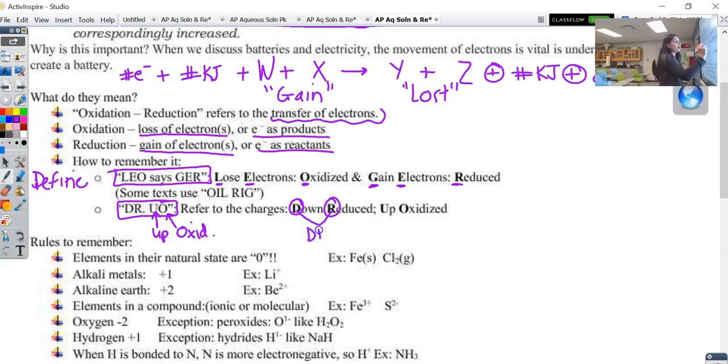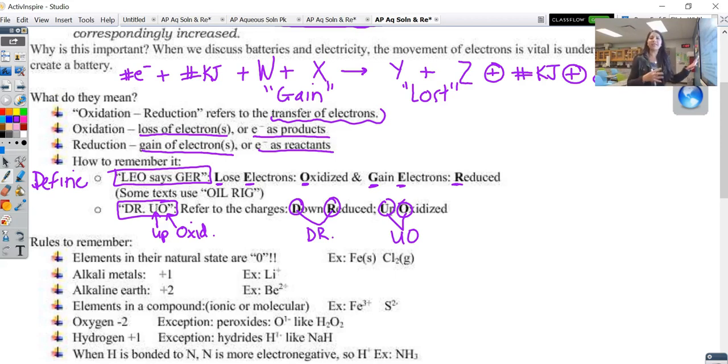So this is what I call Dr. UO, okay? So we've got Leo says grr and Dr. UO, all right? So those are the two that are going to help you with remembering this. We'll come back to that in just a second here.